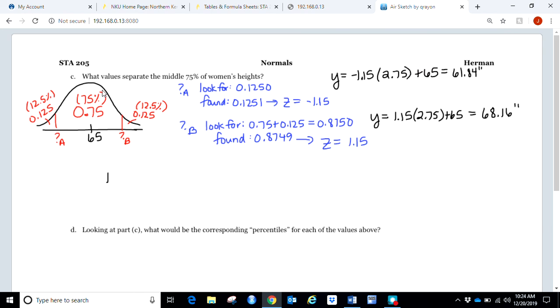So then finally, I can say the middle 75% of women are between 61.84 inches, roughly 5'2", and 68.16 inches, or roughly 5'8".